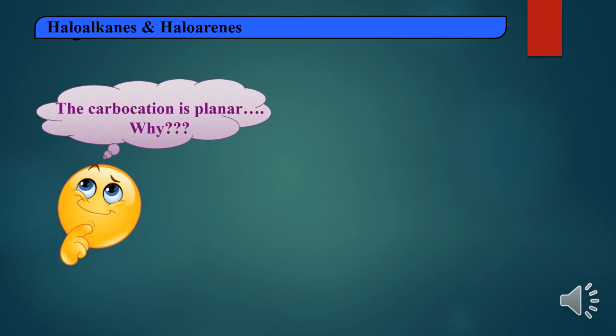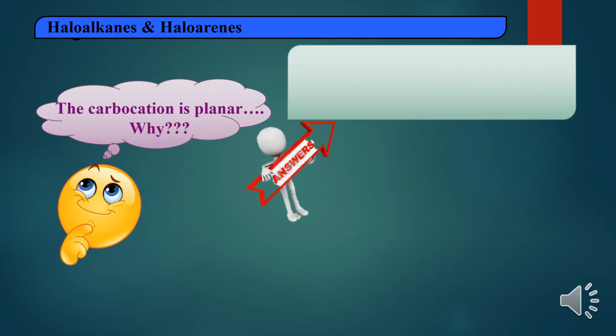Now the carbocation that is formed, the tertiary carbocation, is planar. Why is it planar? The hybridization state of the carbocation is sp2. Already we know, due to the presence of this sp2 hybridized carbon atom, the tertiary butyl carbocation is planar.